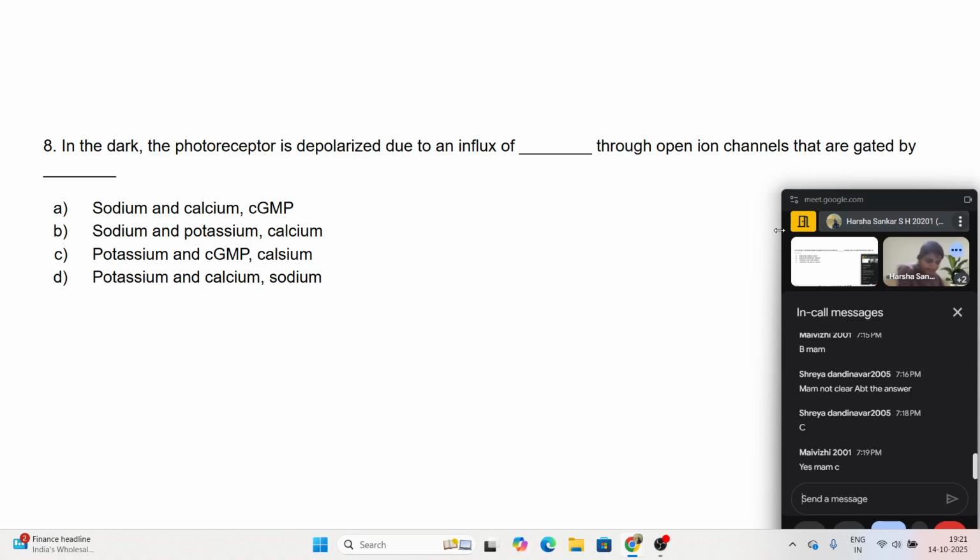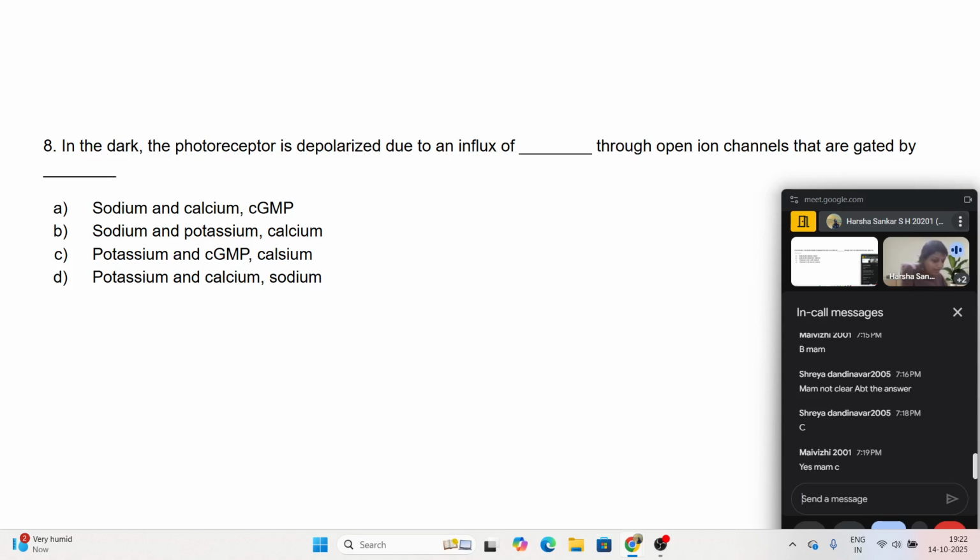No idea? Okay, the correct answer is sodium and calcium, and the gate opener is cGMP. Remember the dark vision: we always think all this activity happens during the light only, but it's the opposite. Rhodopsin gets activated, retinal and opsin, and there is a gate opener called cGMP. Sir plotted a wonderful image. It's not about seeing vision, the dark circles. It's about the not seeing part. That's how the vision is regulated.